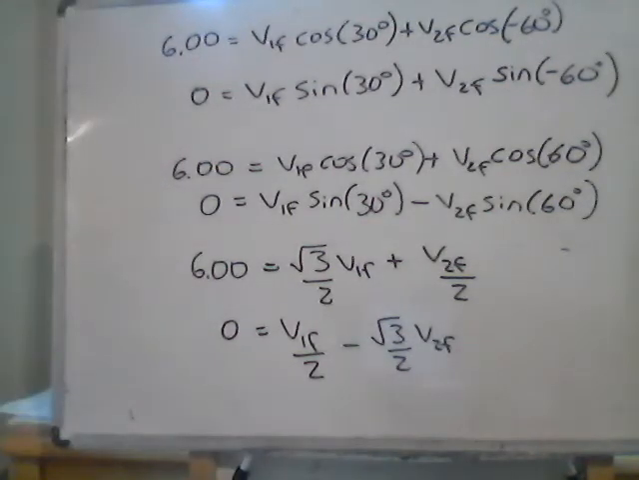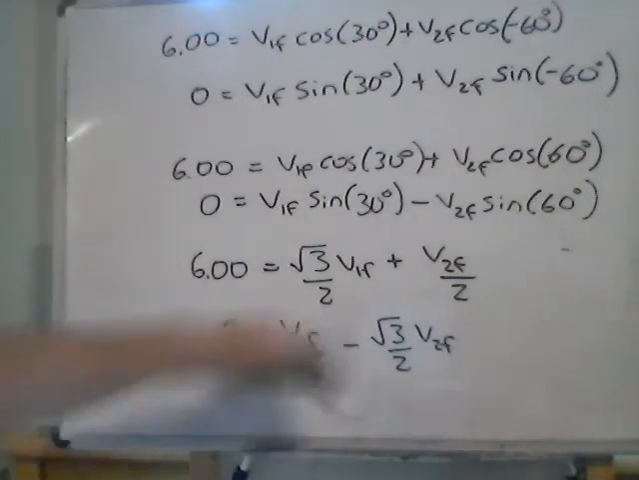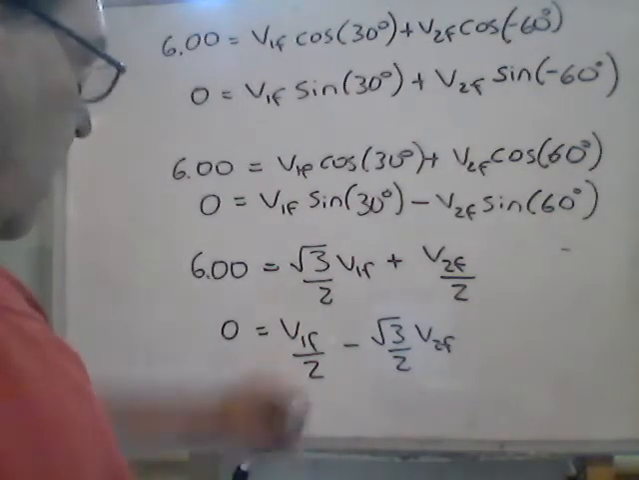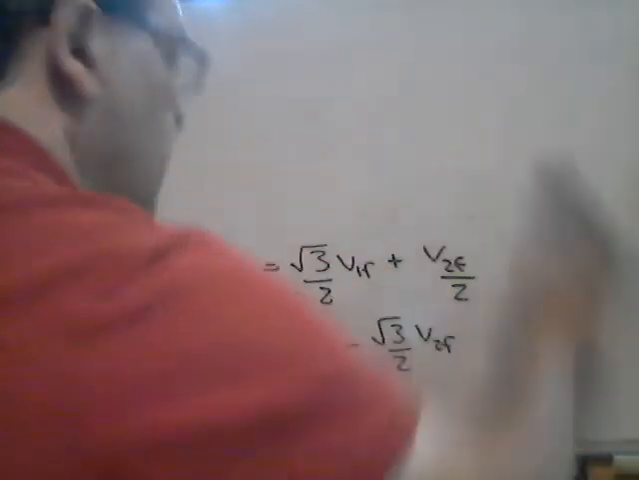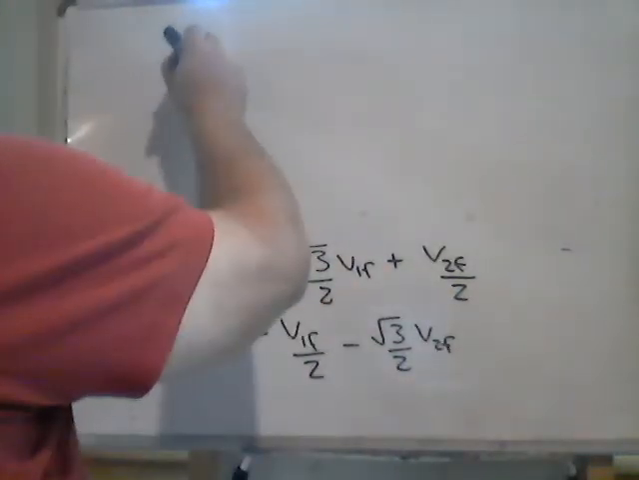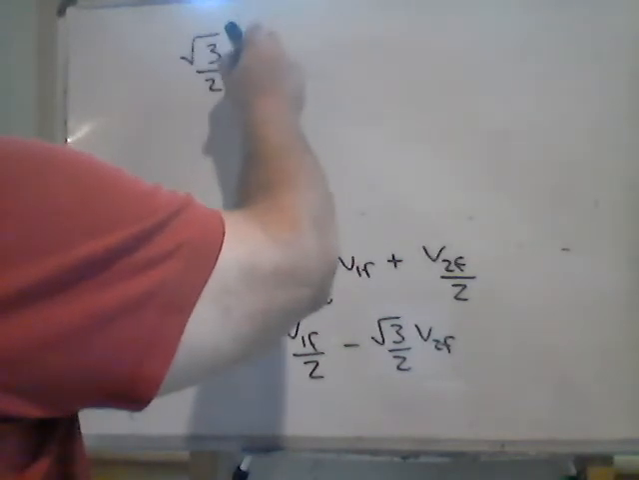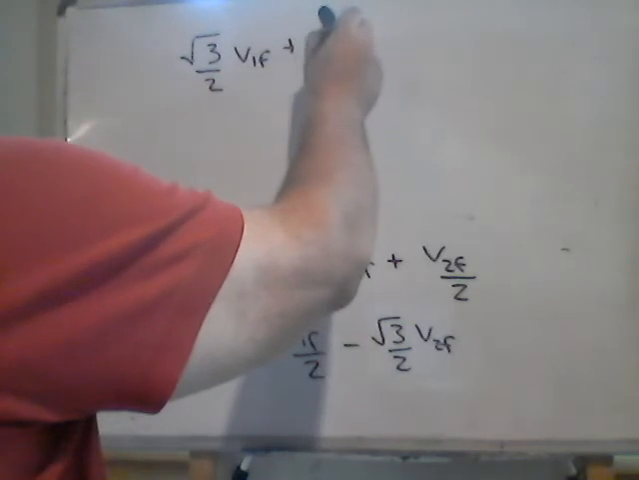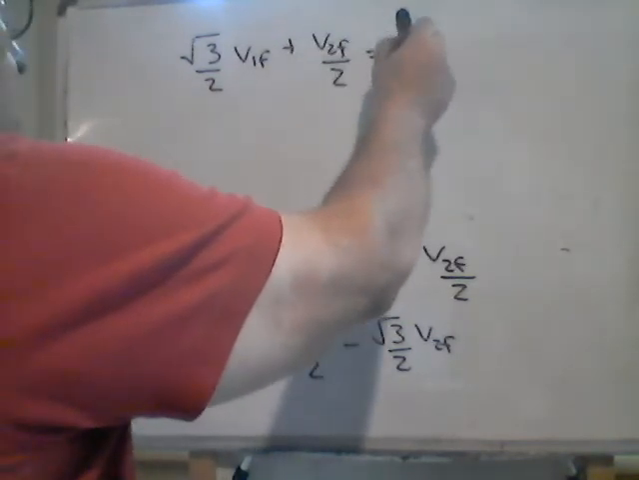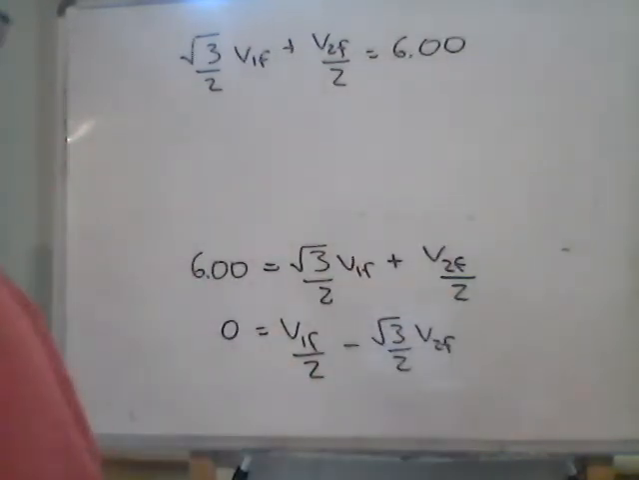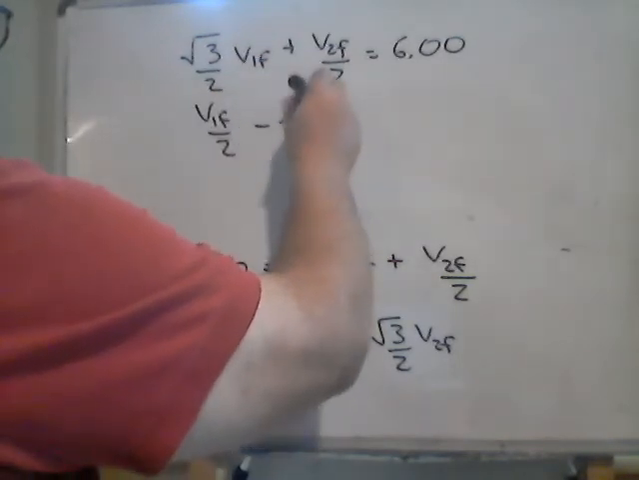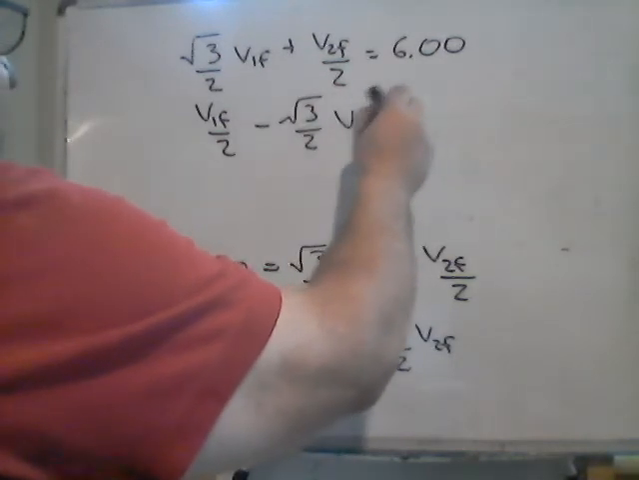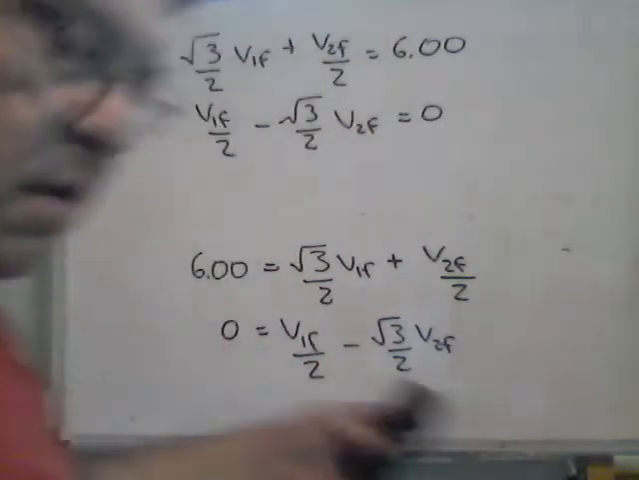So I have 2 equations and 2 unknowns. What's nice is that I'm going to rewrite these a little bit. Remember those original nasty ugly equations? Well, this is what I'm down to now, because I made some assumptions and I know what my angles are. All right, so what do I have? Top equation: square root of 3 over 2 v1f plus v2f over 2 equals 6.00. And the second equation is v1f over 2 minus the square root of 3 over 2 v2f equals 0. All right, so again, nice and simple.